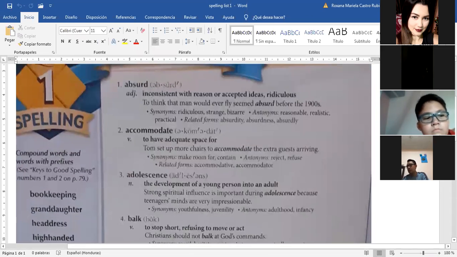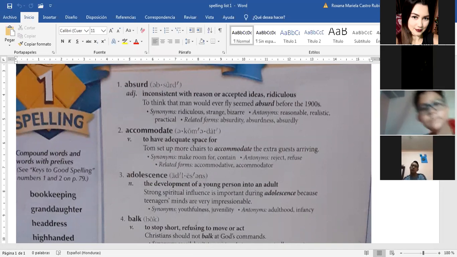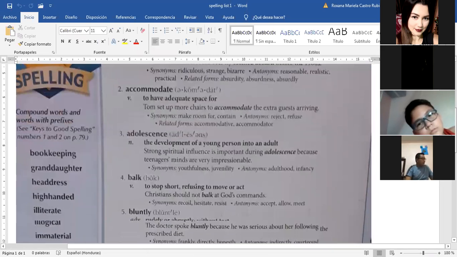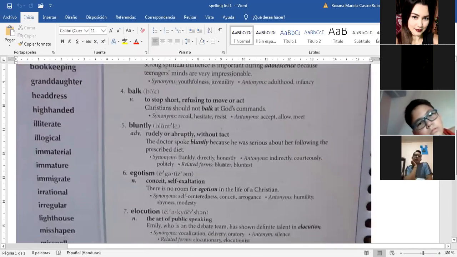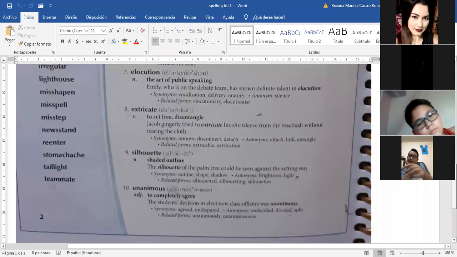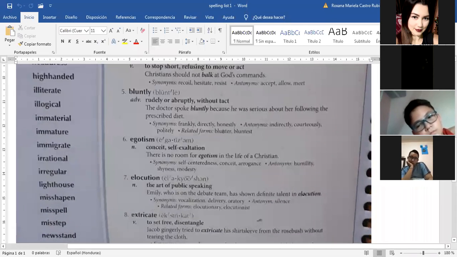Okay, now I will read a sentence. I will read a sentence and you are going to tell me with what word this sentence is related. You're going to tell me absurd, accommodate, adolescence, bulk, bluntly, egotism, elocution, extricate, silhouette, or unanimous. I will read the sentence. And it says, wait a minute.